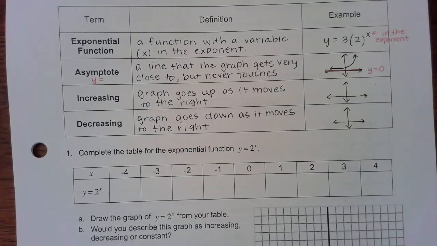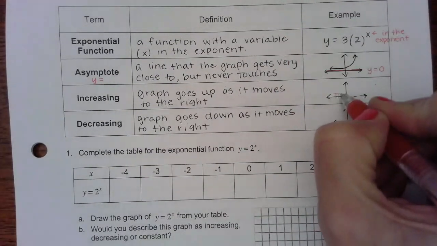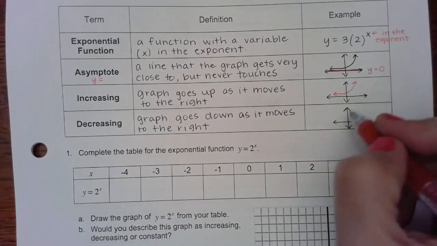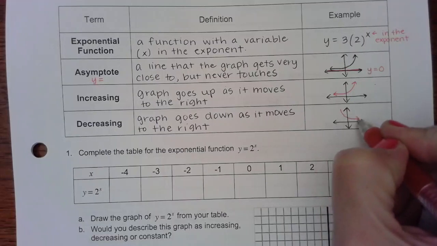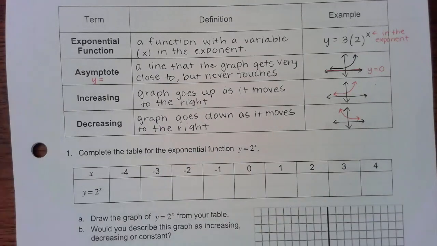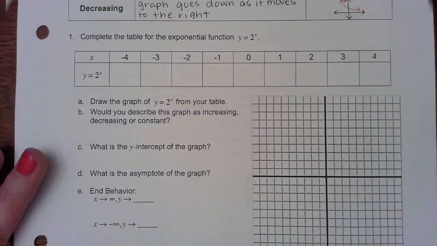If a graph is increasing, as it goes to the right, it goes up. And if a graph is decreasing, as it goes to the right, it goes down. These are just two pictures that you can use to help you see the difference between them. We'll talk about what makes each of these graphs happen as we move along in the notes today.